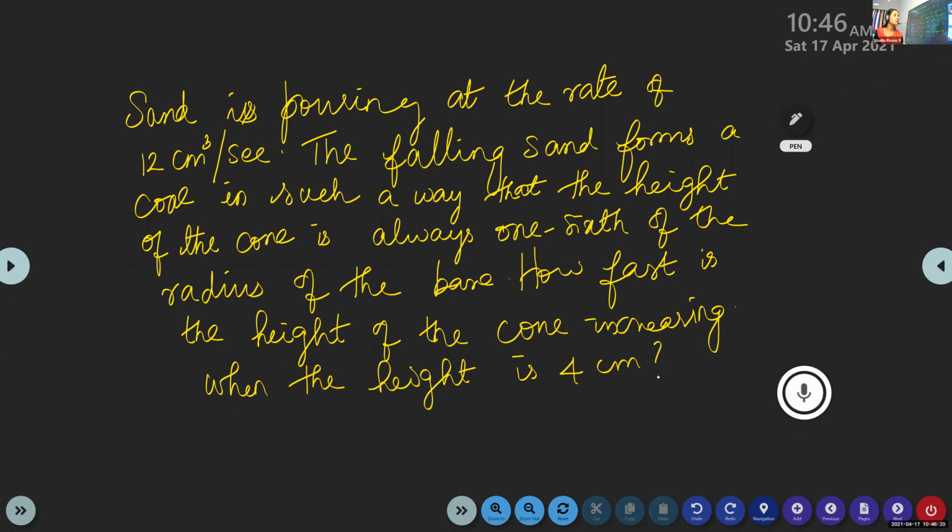Okay, try this as homework and let me check who will give the answer. Once you get the answer, send it to my personal WhatsApp number. Find out, okay? You all copied this question, Aditya, Anila?